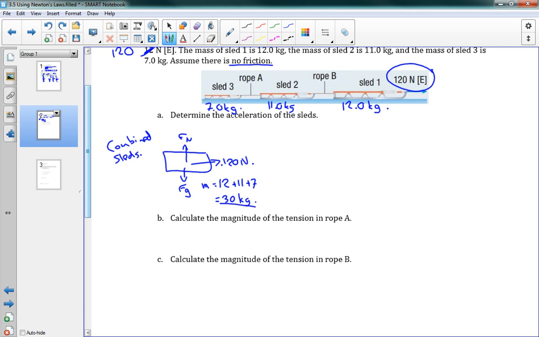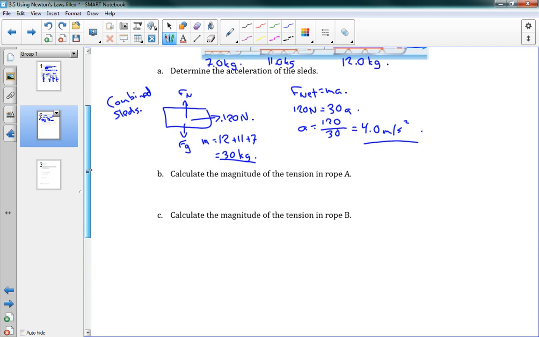Perfect. So then we can just use our second law. F net equals ma, which means that our net force, 120 newtons, is equal to our mass, 30 kilograms, times our acceleration. And we can solve for the acceleration, 120 over 30, so 4.0 meters per second squared. There you go. You see, we didn't have to look at tension at all for that problem.